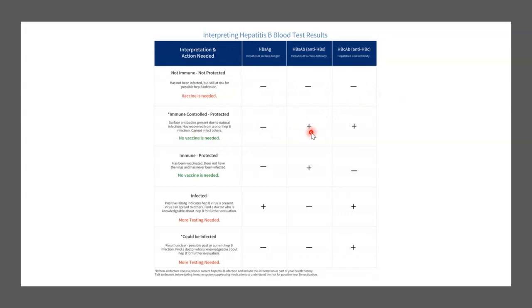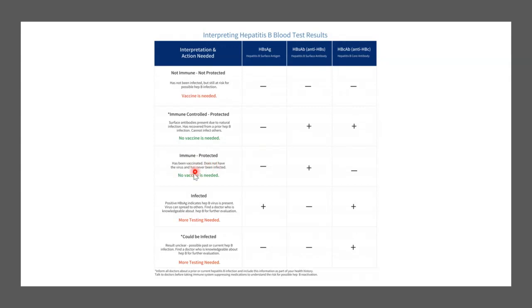If somebody has a positive surface antibody and a positive core antibody, immune controlled, they do not need a vaccine. Surface antibodies are present due to a natural infection, they have recovered from a prior hepatitis B infection, and they can't infect others. So it's an indication that they have the antibodies. Generally, the core is a previous infection. This surface antibody can be a previous infection as well, or the vaccine. But regardless, you see this person has immunity.